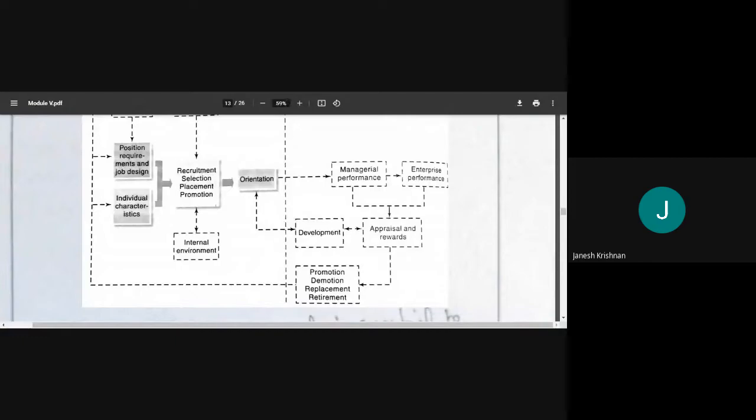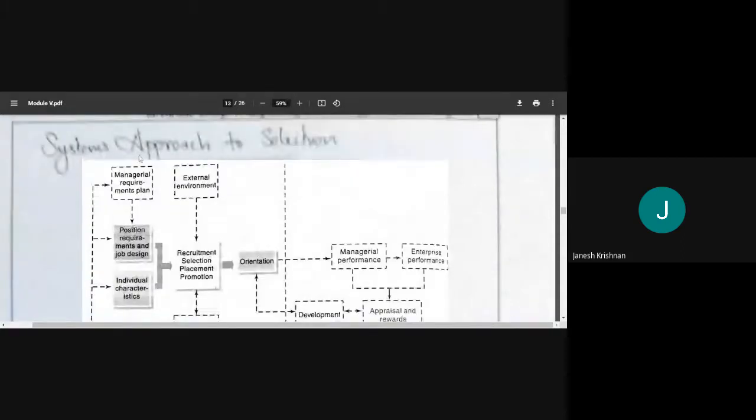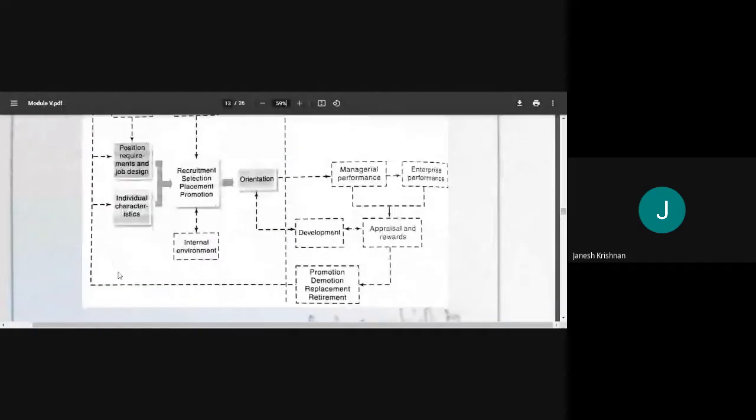Feedback. His performance will ask for feedback, and it will go to the requirements plan, position requirements, and individual characteristics. Suppose our Cochin office is not going good. Then we may be forced to shut down the Cochin office, right? So the employees have to be terminated.